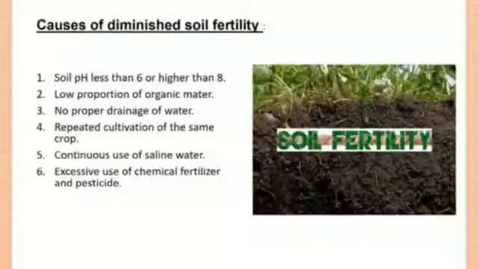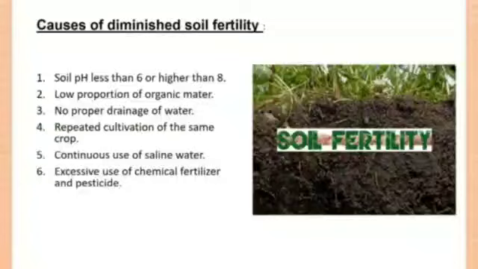Now let's know about the causes of diminished soil fertility. What is diminished? Diminished means a reduction, a decrease in the quality of soil. Factors such as deforestation, ill management of individual wastage, overgrazing by cattle, and urban expansion are the main causes of reduced fertility. The soil pH less than 6 or higher than 8. The low proportion of organic matter.